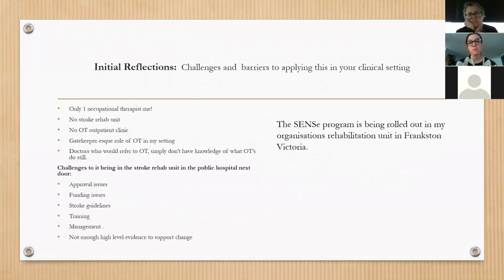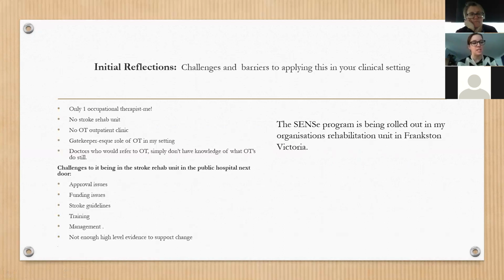Okay, so my initial reflections, challenges and barriers to applying this in my clinical setting. Well, there's only one occupational therapist, and that's me. We have no stroke rehab units, and there's no OT outpatient clinic. I have a gatekeeper-esque role in my setting, so we don't really do interventions per se. And I also find that the doctors refer to OT, but they still don't really know what OTs do, as it were. Challenges to it being in the stroke rehab unit in the public hospital next door.